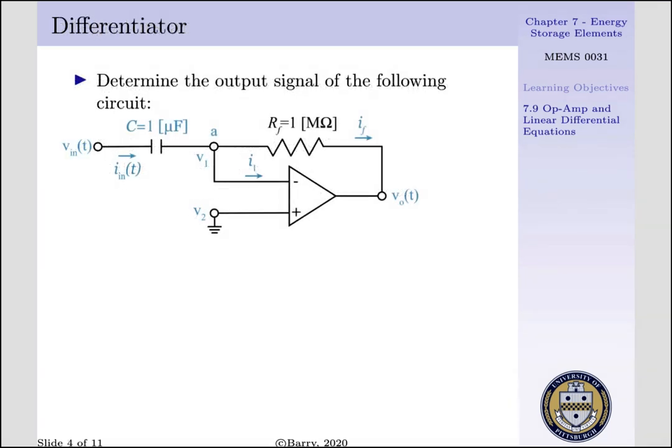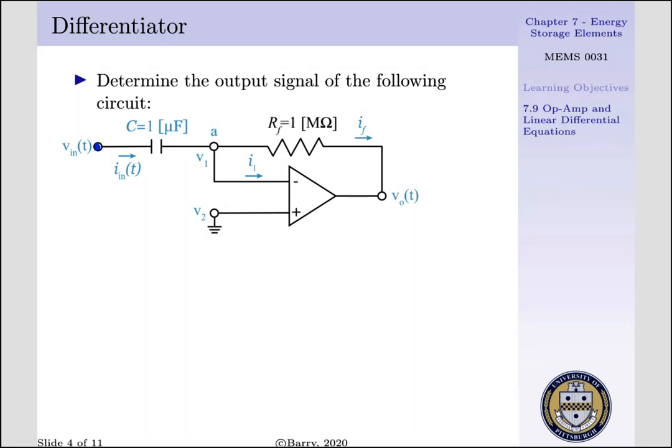To begin, let's look at a differentiator. A differentiator is different than an inverting op-amp in that we replace our input resistance with a capacitor. That is, Vin can change as a function of time, and Vin provides a voltage potential across our capacitor that drives our input current Iin of t.